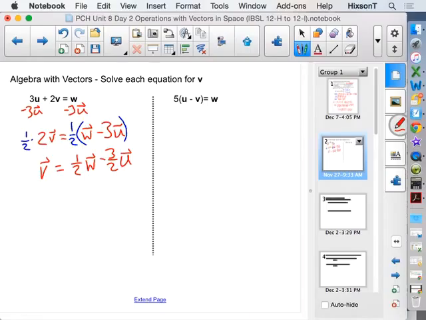Try this one here. 5 times the quantity U minus V equals W. Solve it for V.